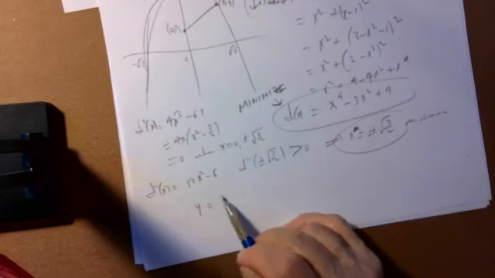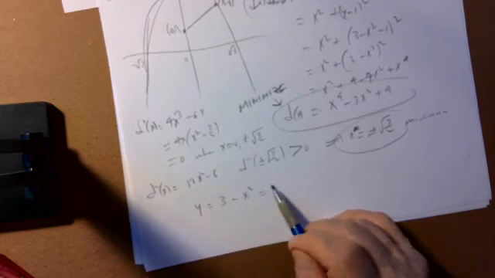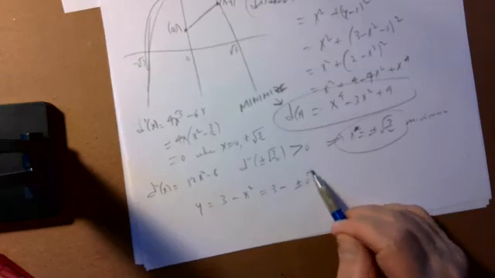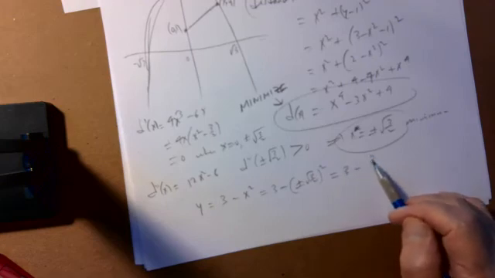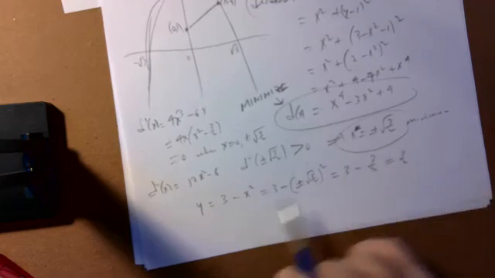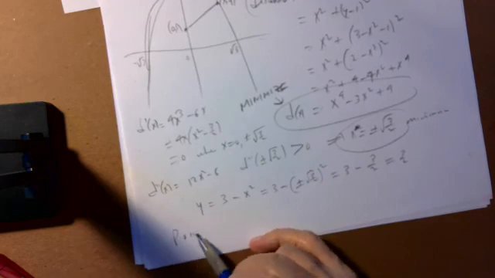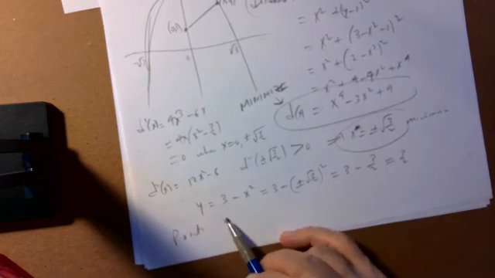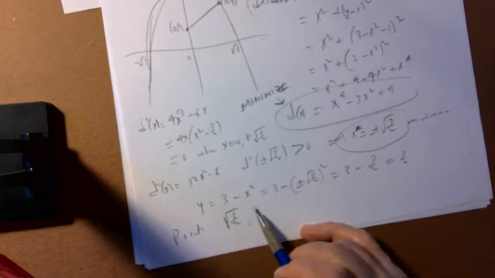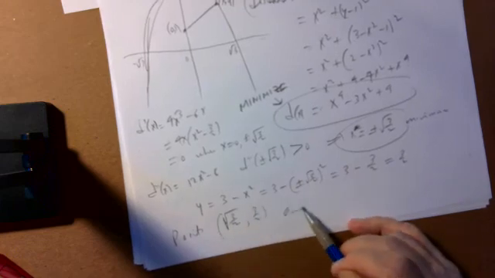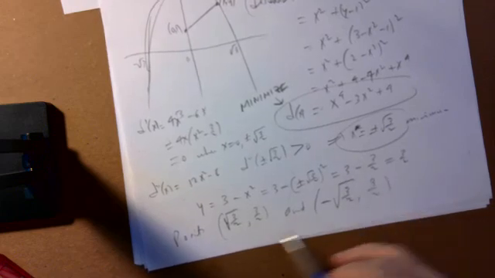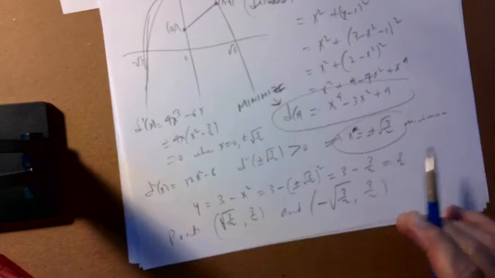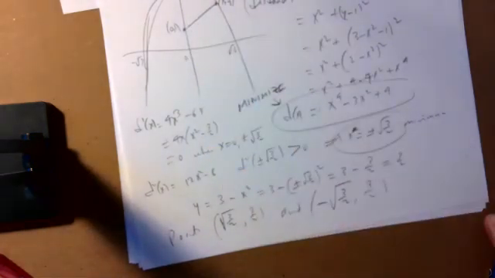And when x is plus or minus square root of 3/2, what is y? Y, remember, is 3 minus x squared. So that's 3 minus 3/2, which is 3/2. So we get the following points on the parabola: square root of 3 over 2, comma 3 over 2, and minus root 3 over 2, comma 3 over 2. And these are the 2 points on the parabola closest to the point (0, 1).